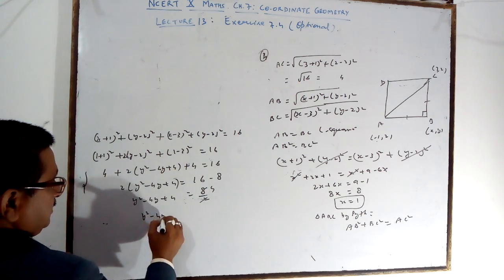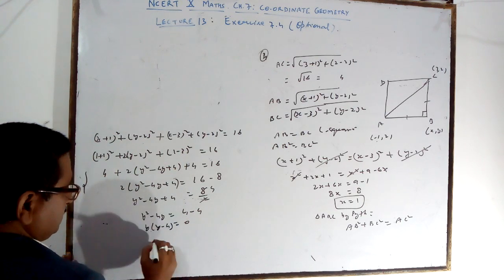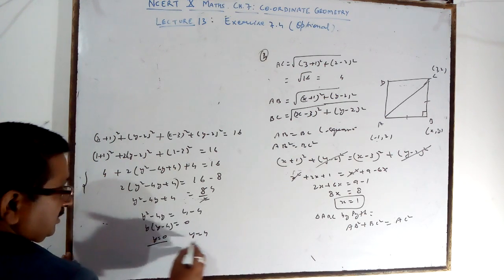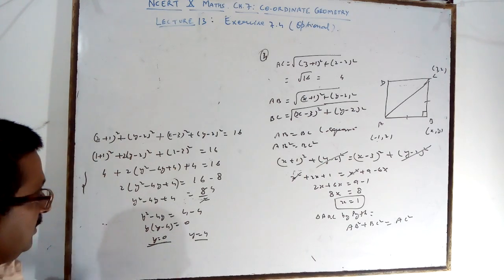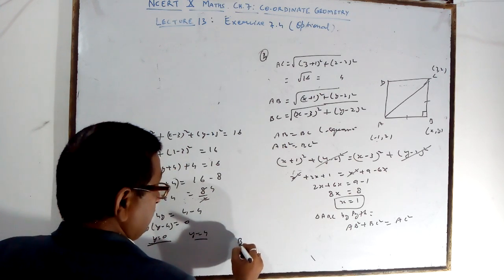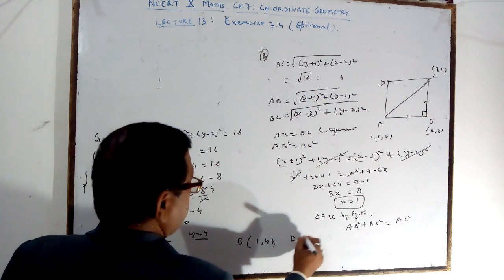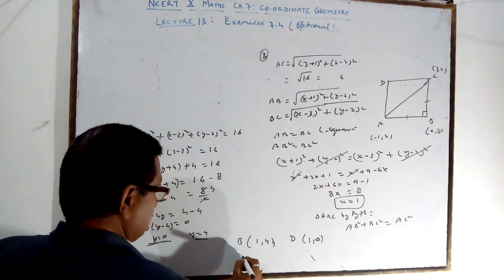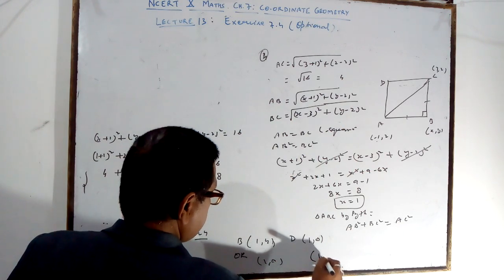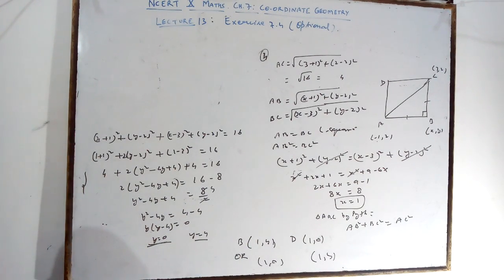You will cancel. So y square minus 4y is equal to 4 minus 4, that is 0. y is common, so y into (y minus 4) is equal to 0. y is equal to 0 and y is equal to 4. There are two answers you are getting. So the coordinates are (1, 4) and (1, 0). You will get the two coordinates (1, 0) and (1, 4).